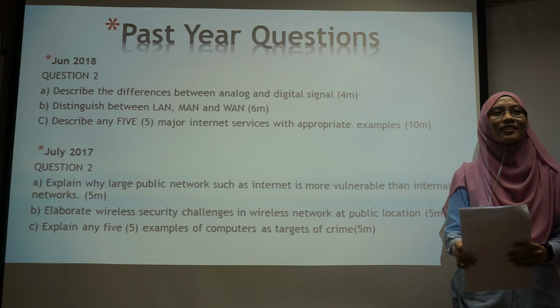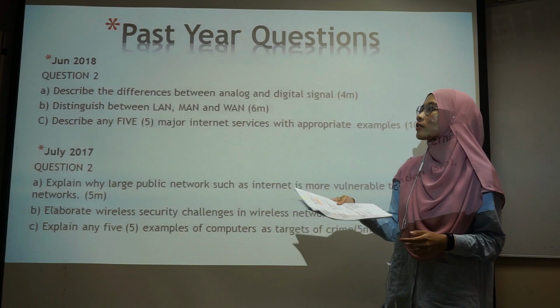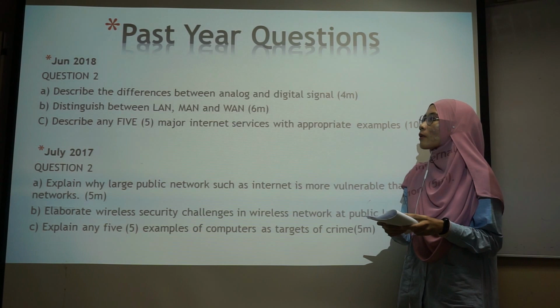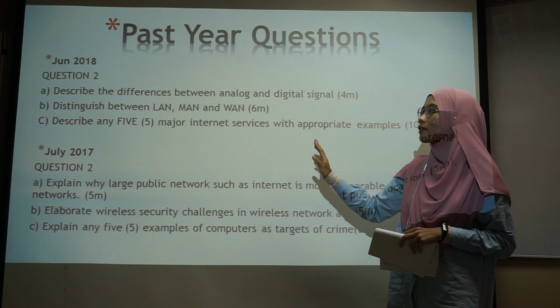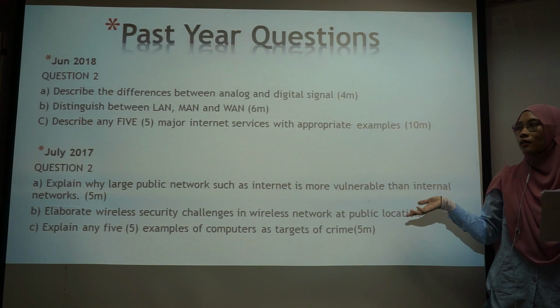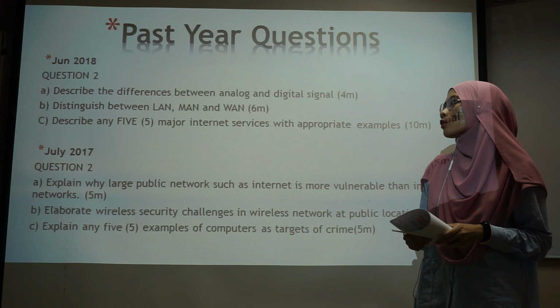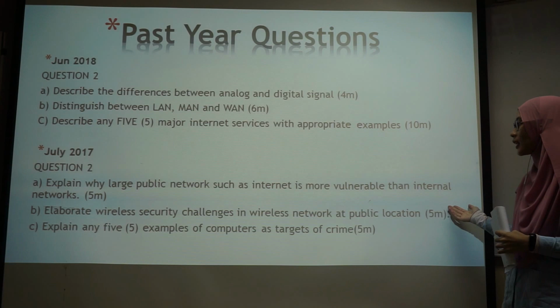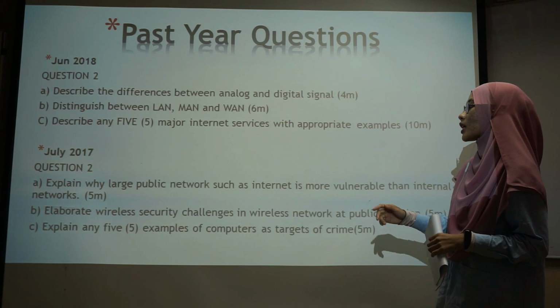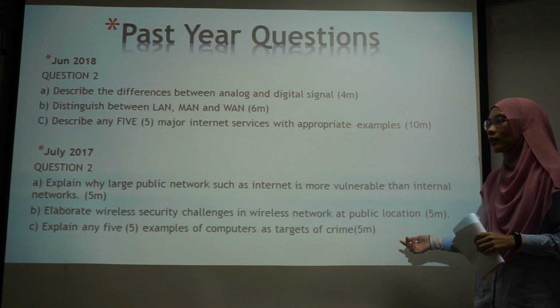Recently, in June 2018, the question was about the differences between analog and digital signals. And the second one: distinguish between LAN, MAN and WAN, and describe any 5 major internet services with appropriate examples, for 10 marks. For July 2017, you should explain why large public networks such as the internet are more vulnerable than internal networks. The second question is about wireless security challenges in wireless networks at public locations. And the last one, you have to explain any 5 examples of computers as targets of crime.